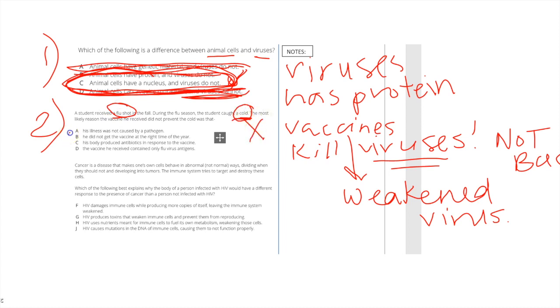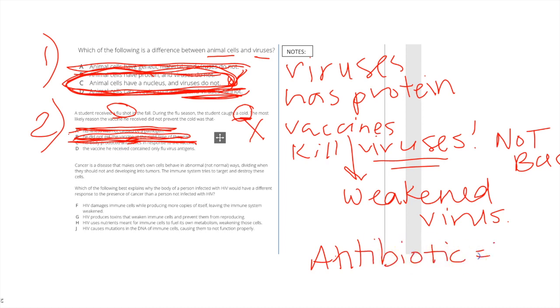Okay? So it's not because his illness was not caused by a pathogen. Both of them are pathogens. It's not because he didn't get it at the right time of year. No such thing. And if he produced antibiotics, that doesn't even make sense, because remember, antibiotics kill your bacteria. So antibiotics are for bacterial infections. So the last answer, D, is your answer. The vaccine he received contained only the flu virus antigens.